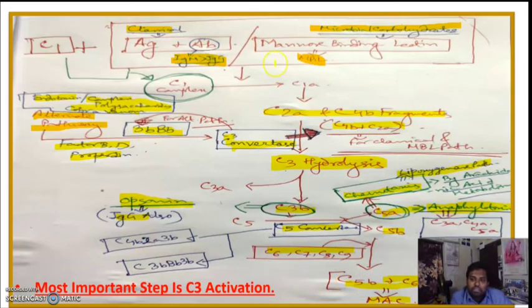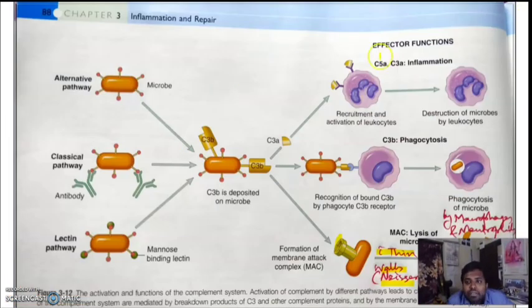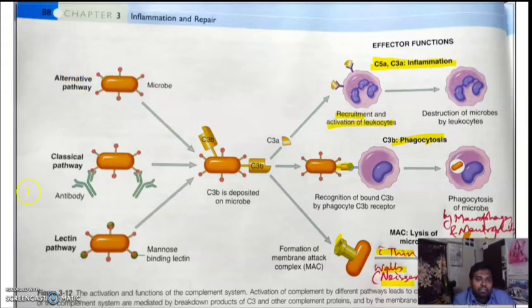So this is the main step. You can write this much and you will get marks for this. In Robbins, this picture is given. So how does C3b act? C3b acts as an opsonin. Phagocytosis happens, and the membrane attack complex forms through C5b to C9, and C5a and C3a act as chemotactic agents, helping recruitment and activation of leukocytes. This is the alternate pathway. This is the classical pathway, antigen antibody complex. This is the lectin pathway, mannose binding lectin, microbial carbohydrate.